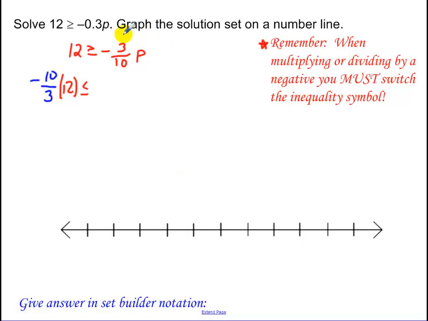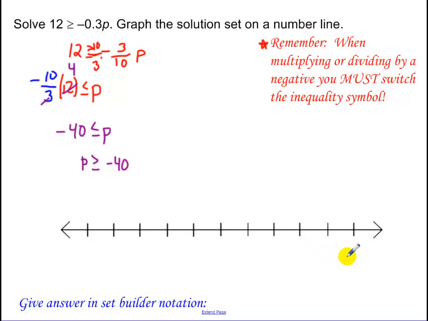When I multiplied by negative 10/3 over here, that canceled out that fraction, so I'm just left with p. So now that makes our life a lot easier because the 3 and the 12 cancel to be a 4, and I get negative 40 less than or equal to p, or p is greater than or equal to negative 40.